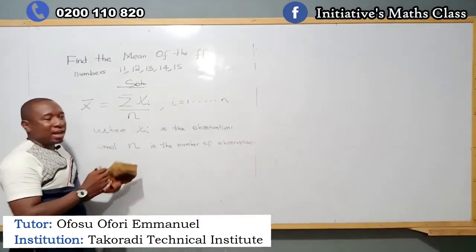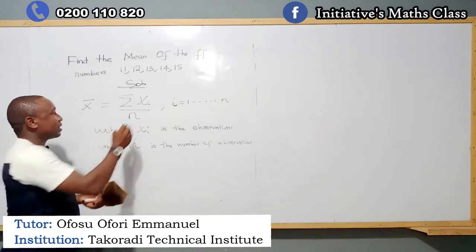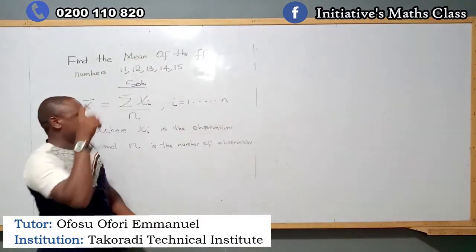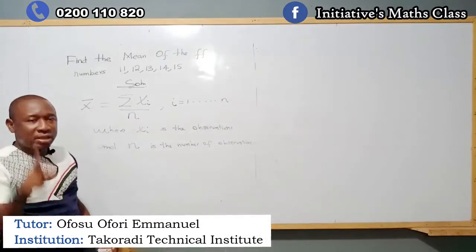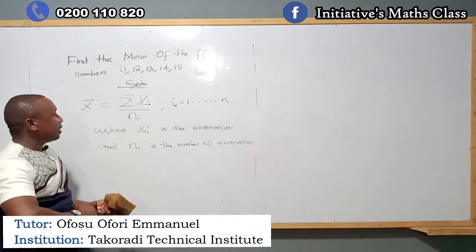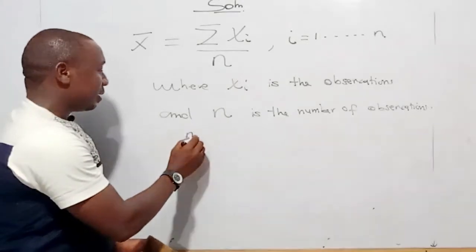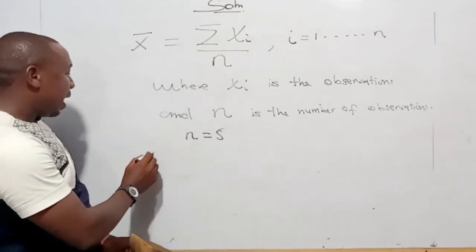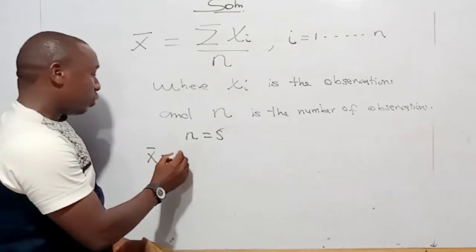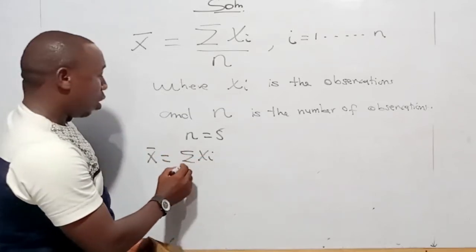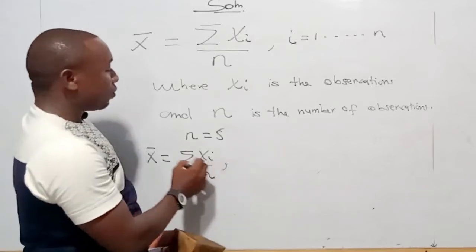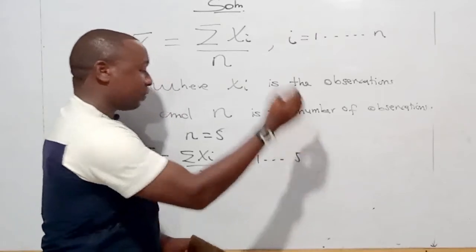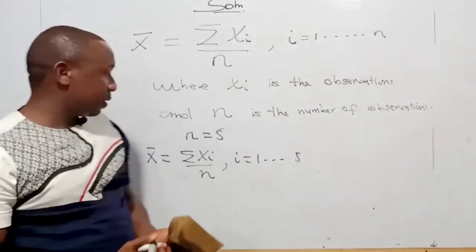And we need to understand the i component here. We are saying the i here takes values from 1 up to n, and n is the number of observations in the data set. Clearly, from the question, n is equal to 5. That means the x bar here, that is the mean, which is the sum of xi all over n, or the i in this particular question will take values from 1 up to 5, because the number of observations is 5.